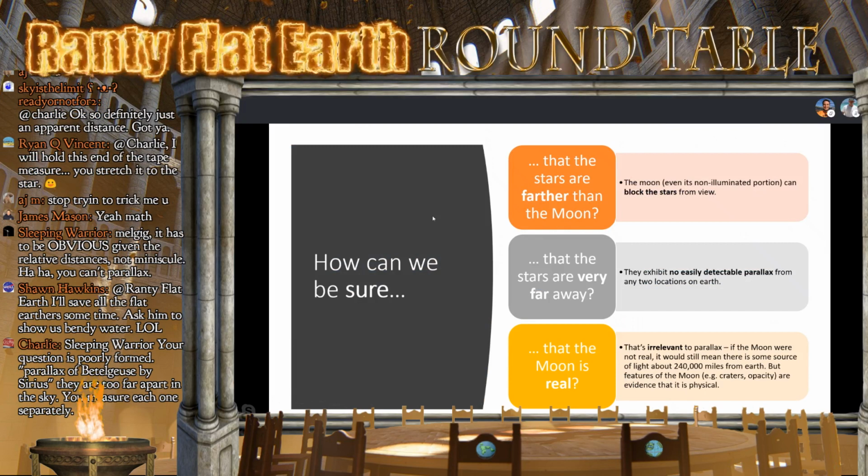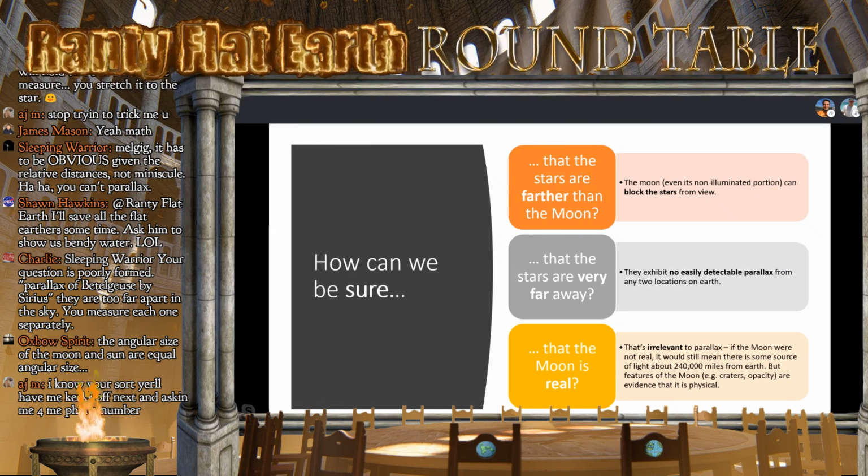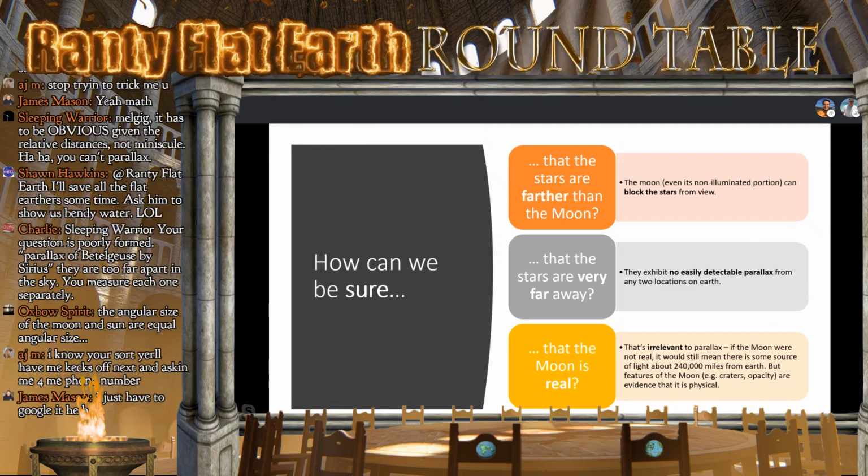Now, I can hear some objections, so let me address some of them. How can we be sure that the stars are farther away than the moon? In other words, how do we know that the stars are a legitimate background to use? The moon, even its non-illuminated portion, can block the stars from view. That means the moon is in front of the stars, or at least that's what the evidence suggests.